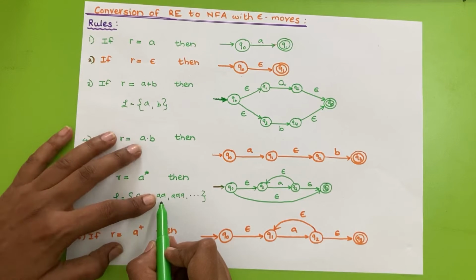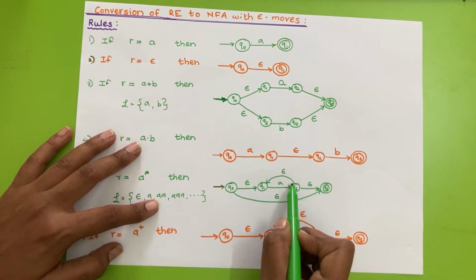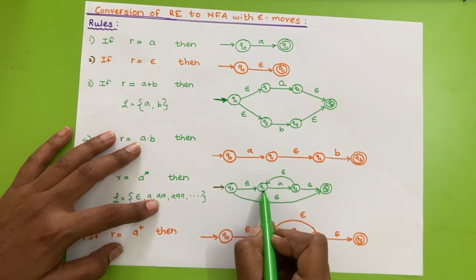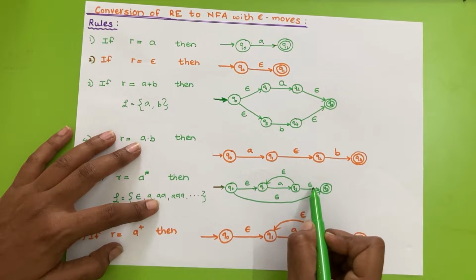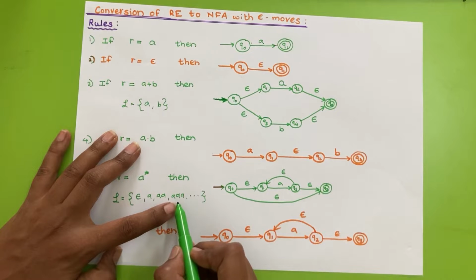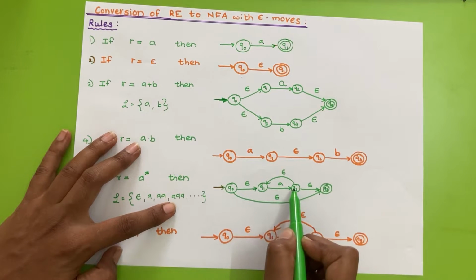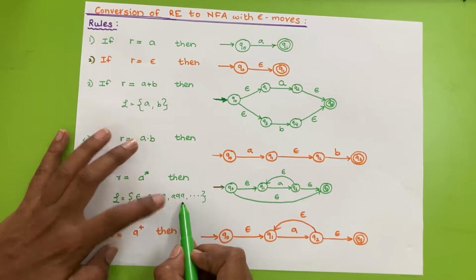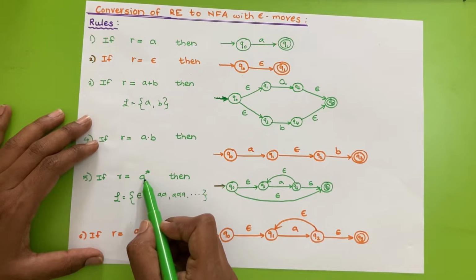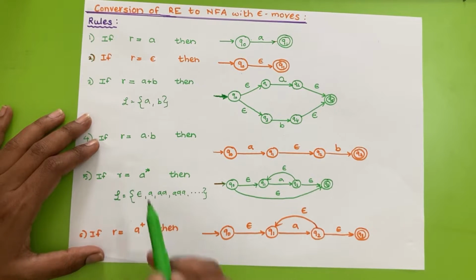Okay, now when we want the string double A, then empty, then A, then it will return back to state Q1 by following this empty transition. Then it will again read A, and then it will go to state Q3 by following the empty transition. Same for 3 times A: empty, A, empty, A, empty, A, and then Q3. Okay, so likewise the string will go on repeating in case of A star. Okay, so this is the diagram for regular expression R is equal to A star.